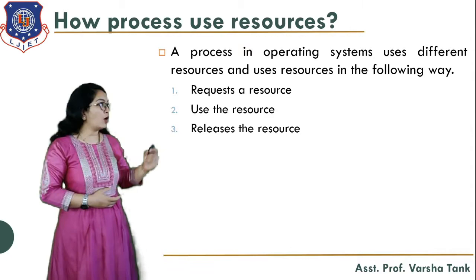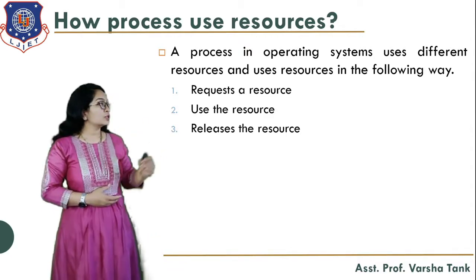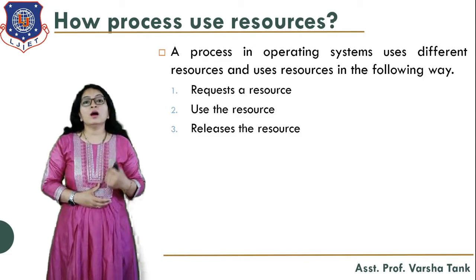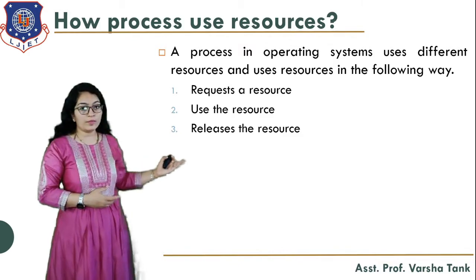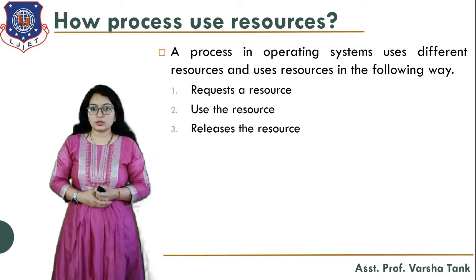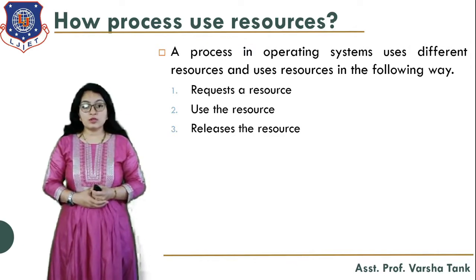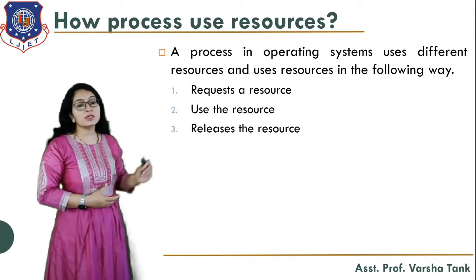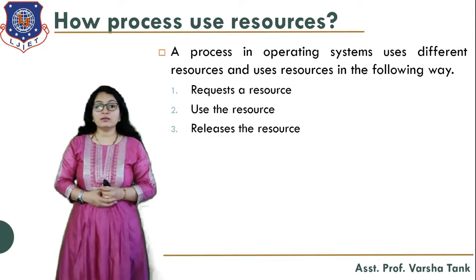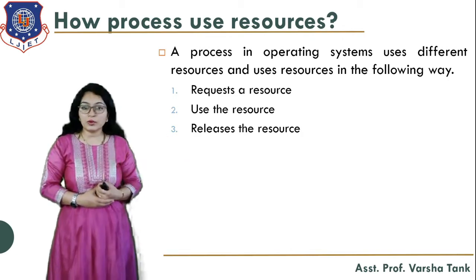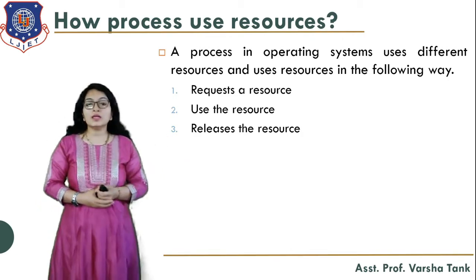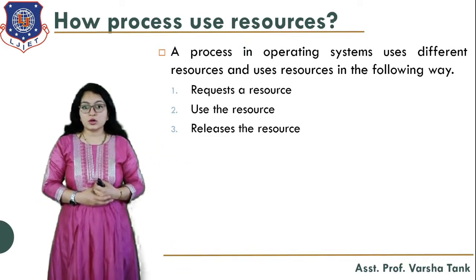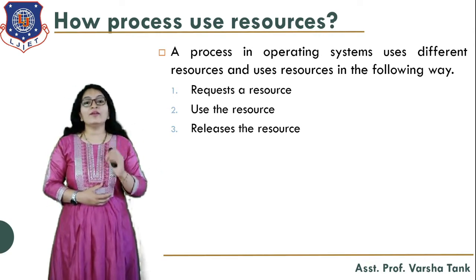First of all, how does a process use resources? A process in the operating system uses different resources in this way. First, the process requests the resource. After requesting, when the process gets access to that resource, it will use it, and after completing the execution, the process should release the resource. So the process will request, use and release.